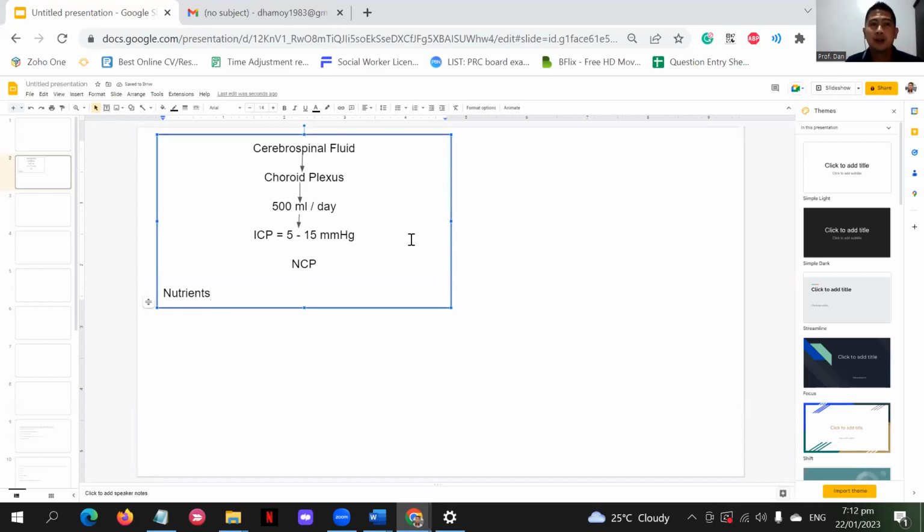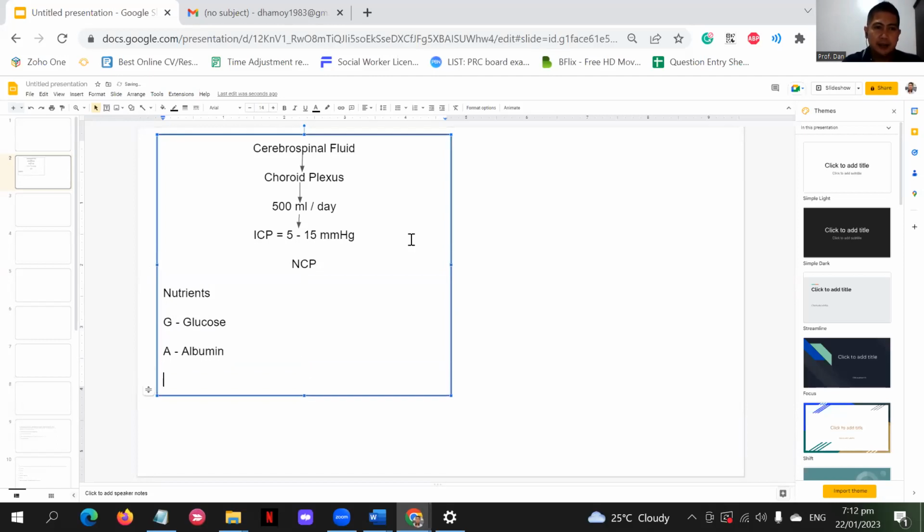Take note, our CSF is the one that provides nutrients to our brain and spinal cord. So what are these nutrients that are needed by our brain and spinal cord? Just remember, these are GAP. Our clue here is GAP. G stands for glucose. A stands for albumin. And P stands for proteins. These are the essential nutrients that are needed by our brain and spinal cord. So just remember the glucose, albumin, and protein.